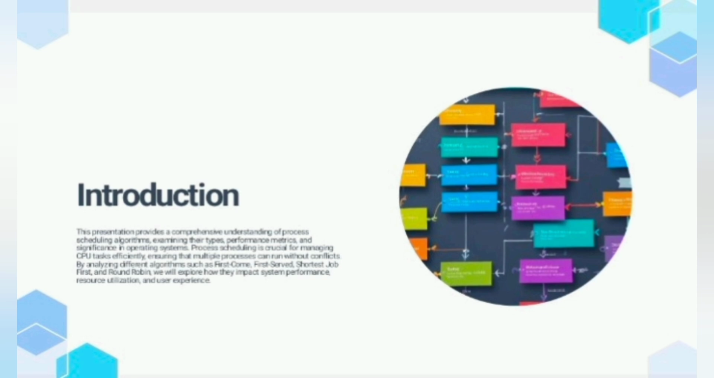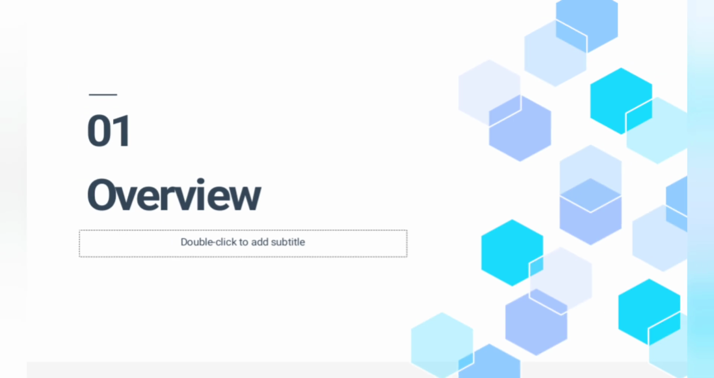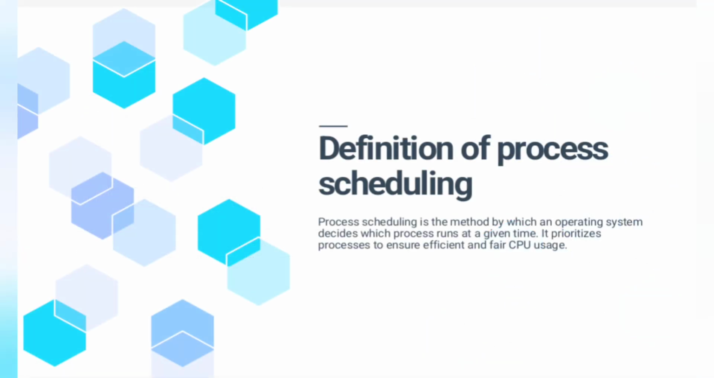The algorithms include first come first serve, shortest job first, and round robin. We will explore how they impact system performance, resource utilization, and user experience. Next, overview of process scheduling.